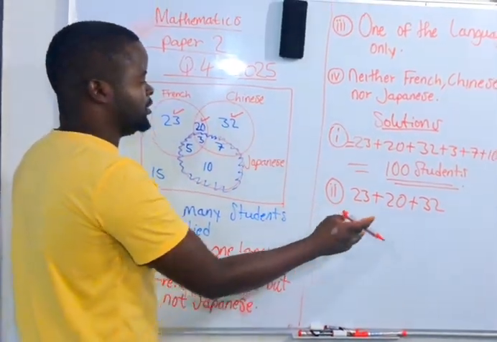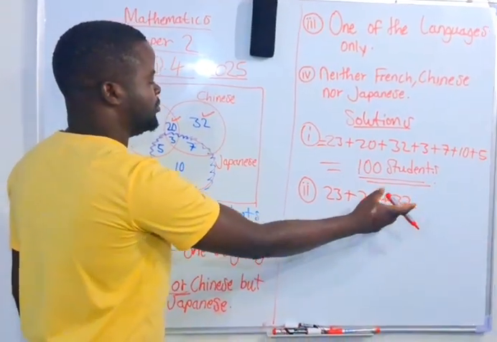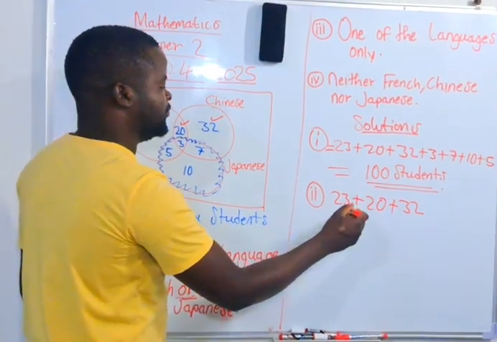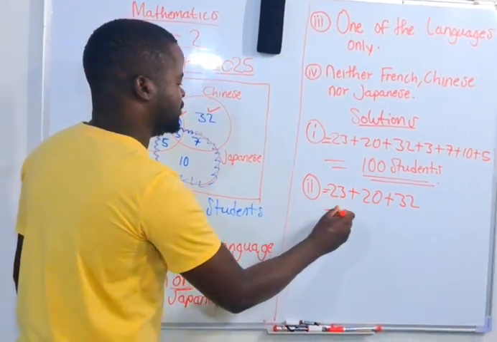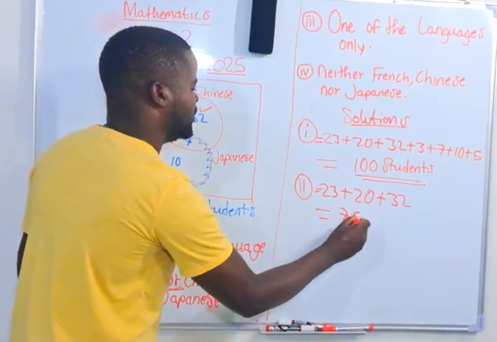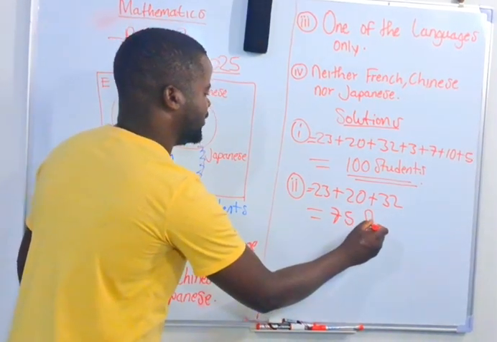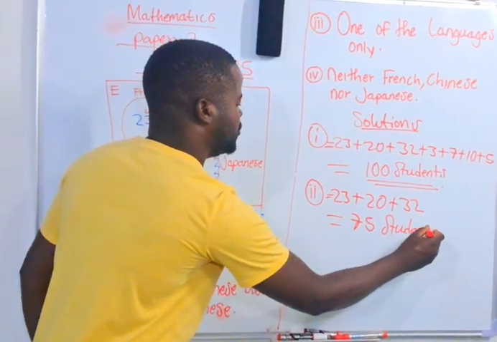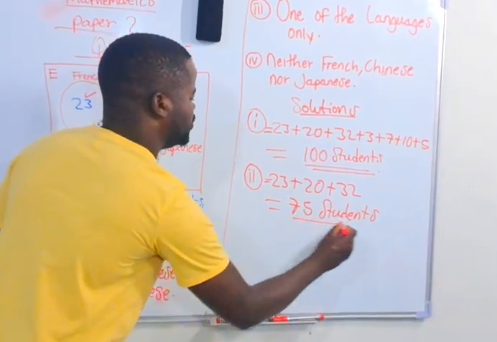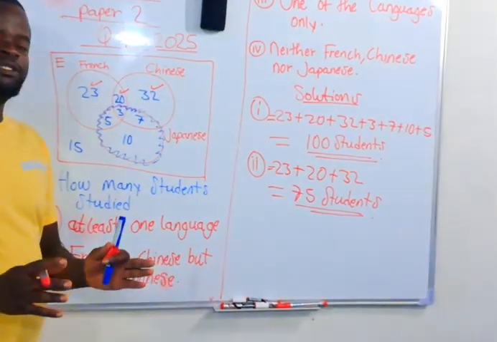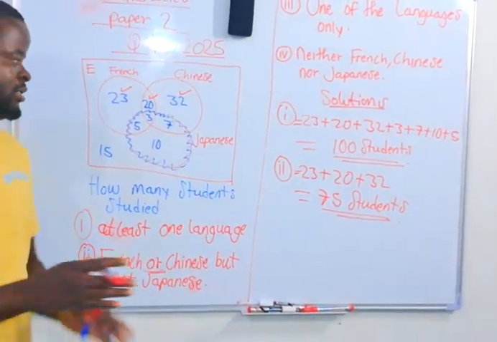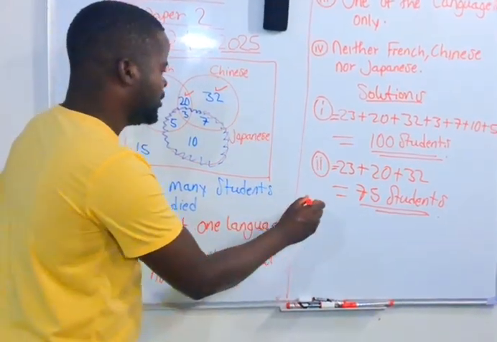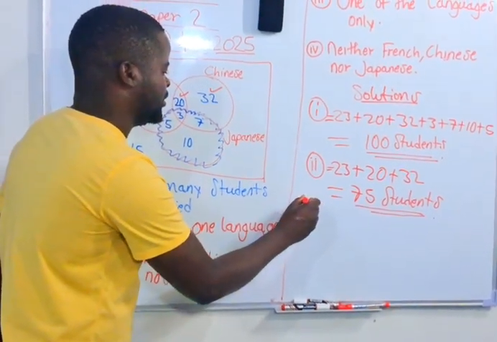If we add 20 plus 32, we are going to get 52. 52 plus 23, we are going to get 75, I believe. You will get 75. So 75 students studied French or Chinese, but not Japanese. So let's go to question number 3, Roman numeral 3.